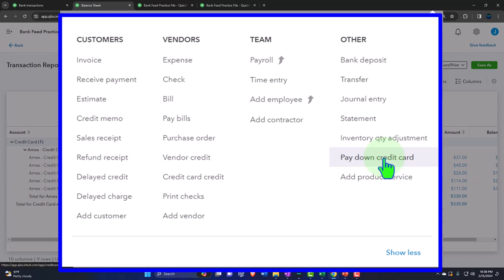So now that's good because it gives us more ability to sort by transaction type, although it's also a little bit confusing because now when I look at the decreases to the checking account, I have to take into consideration that a decrease could be a check form, could be an expense form, could be a transfer, or it could be a pay down credit card, or it could be a pay bill form, right?